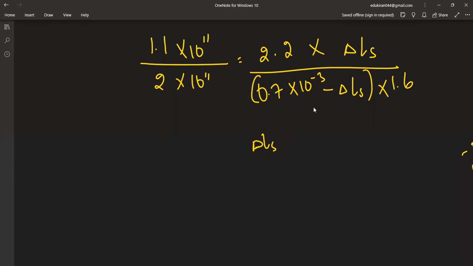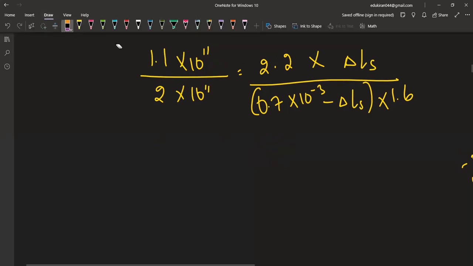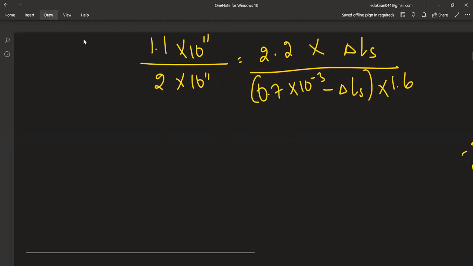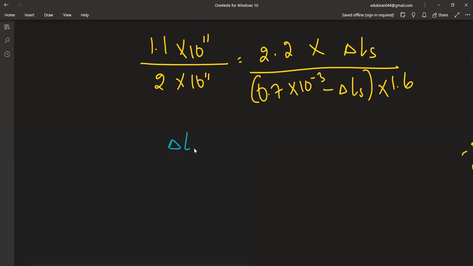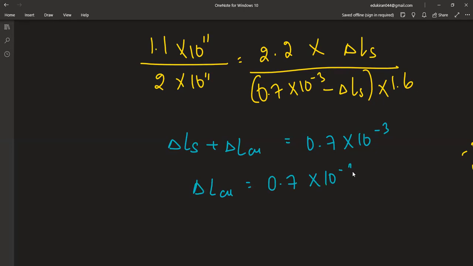See, how did we put this? You were asking about this statement. I'll tell you. Wait. You have delta LS plus delta LCu equal to 0.7 millimeters. I've converted milli, that is 10 to the power minus 3 meters. From here, delta LCu is equal to 0.7 into 10 to the power minus 3 minus delta LS. This I have substituted instead of delta LCu. If you look at this equation, if I put both of them, I'll not be able to solve it. Using only one equation, I cannot solve two variables. So I converted this into a single variable, that is delta LS.